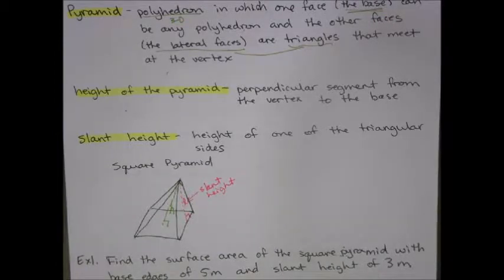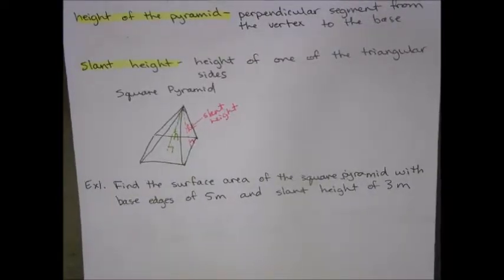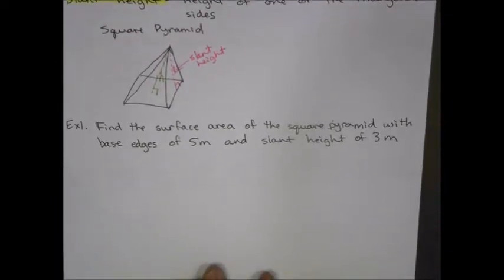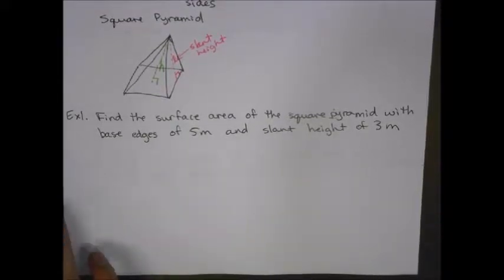For surface area, we're only going to be looking at surface area of pyramids. And here's our first example. We're going to continue using the definition that the surface area is the area of all of the faces, the sum of the area of all the faces. So let's think about what we have here. So let's draw out our pyramid. Go ahead and write down the example. And let's draw it out.